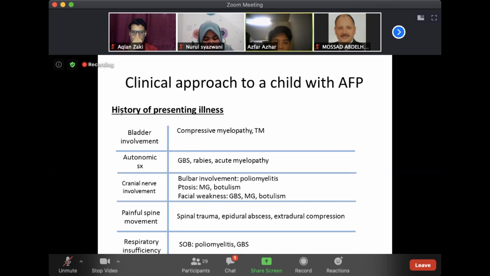We must also ask about bladder involvement, because patients with compressive myelopathy and transverse myelitis might come with bladder involvement. For the autonomic system and cranial nerve involvement, there might be cranial involvement if it is involving the bulbar region itself. For example, poliomyelitis can come with cranial nerve involvement. Ptosis, we might consider myasthenia gravis and botulism. And facial weakness, we consider GBS, myasthenia gravis, and botulism. Painful spine movement, we might consider trauma itself, epidural abscess, and also respiratory insufficiency. In poliomyelitis and GBS, patients can come with shortness of breath, which is a very emergency case.